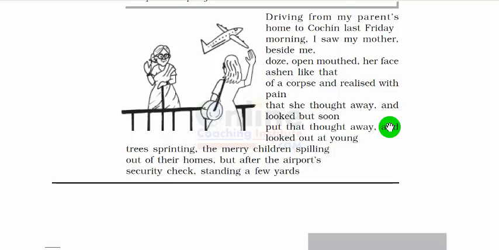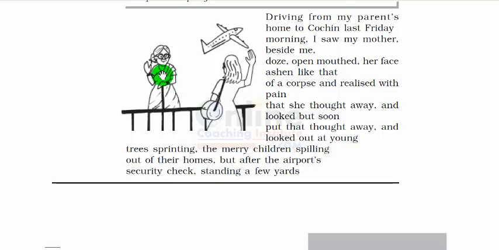Firstly, the poet is on her way to the Cochin airport, with her old mother sitting beside her in the same car. At that time, she looks at her very closely and presents before us her image. Whose image? Sorry, not the grandmother's, her mother's image.